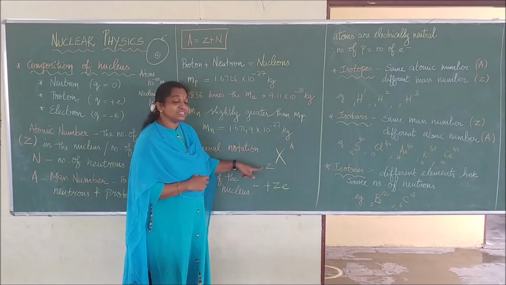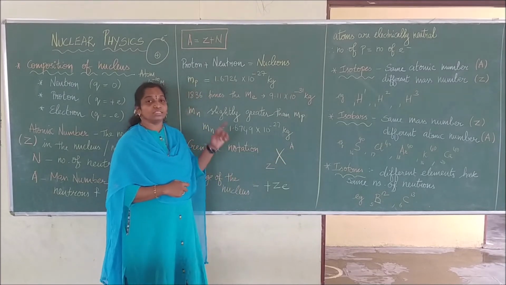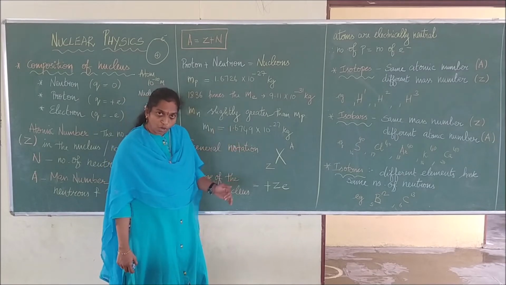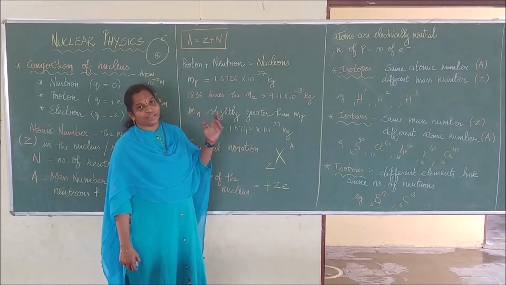Then Z stands for the atomic number. What is the atomic number? It is nothing but the number of protons, or the number of electrons.